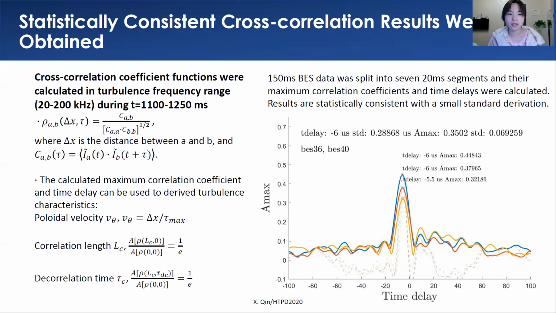Cross-correlation coefficient functions were calculated. 150 millisecond BES data was split into 720 millisecond segments, and their maximum correlation coefficient and time delays were calculated. Results are statistically consistent with a small standard deviation. The calculated maximum correlation coefficient and time delay can be used to derive turbulence characteristics.